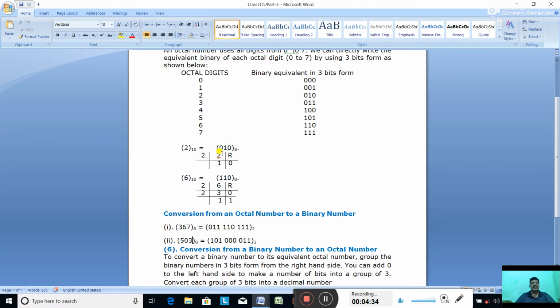By dividing you can check, like right here 5 divide by 2. How many times? 2 times. Remainder will be 1. Again 2, how many times? 1 time. Remainder will be 0. So what is the binary equivalent of 5? Binary equivalent of 5 is 101.